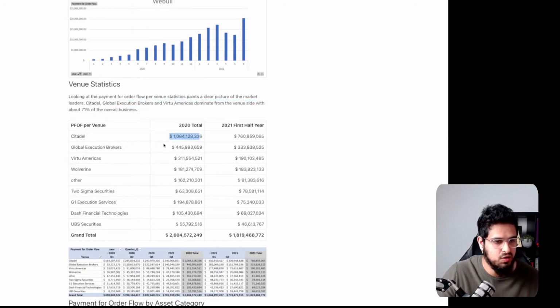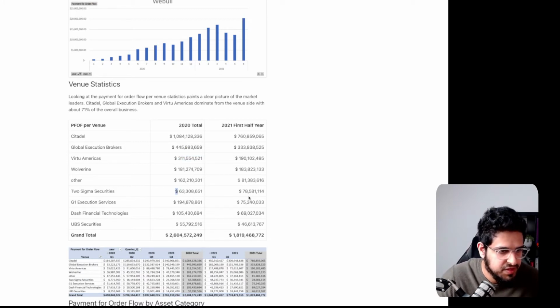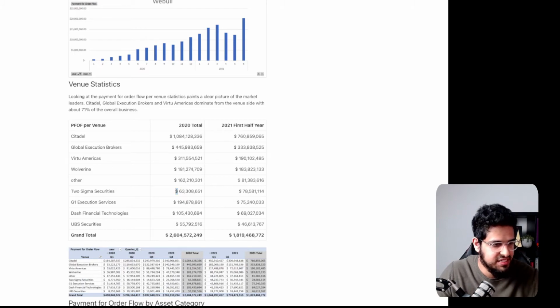1 billion from Citadel, about 500 million from Global Execution, Virtu 300 million, and then we see the rest, Two Sigma there, etc. And this is the dilemma with payment for order flow, because you've got those on the one side who can argue this is great, we're giving better pricing, but then the other side is saying, hang on a second, there's a conflict of interest here, and this is what Gary Gensler is saying, there's a conflict of interest which isn't appropriate for the year 2021. And so this is what we'll need to get to the bottom of: theoretically it's good for customers. Is that what we're actually seeing?